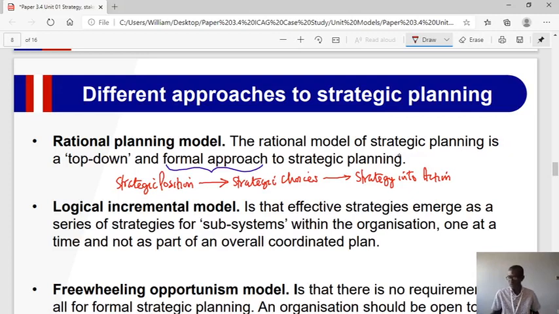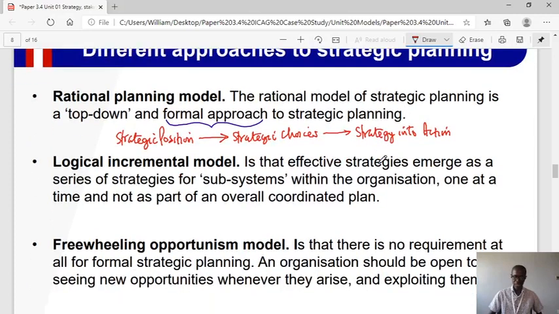New strategies are therefore devised and implemented in increments. However, it is a logical or rational process because each incremental change in strategy emerges as a result of position analysis, strategic choice, implementation, and review. So that is our logical incremental model. Then we have another approach to strategic planning, which is the free-wheeling opportunism model.